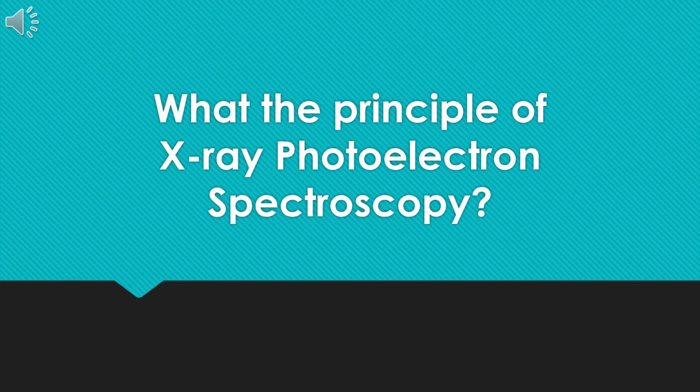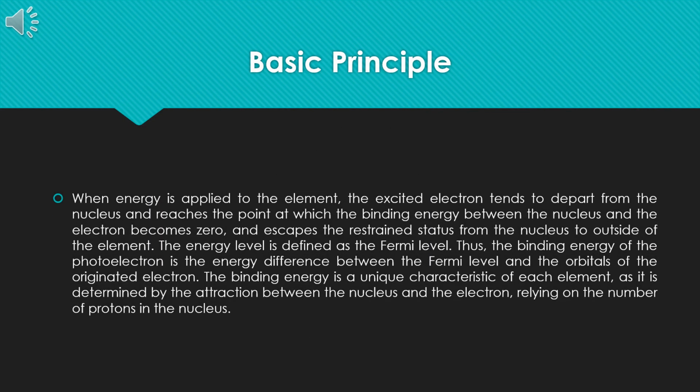What is the principle of X-ray photoelectron spectroscopy? Basic principle: when energy is applied to an element, the excited electrons tend to depart from the nucleus and reach the point at which the binding energy between the nucleus and the electron becomes zero, and escape the restrained status from the nucleus to outside of the element. The energy level is defined as the Fermi level.